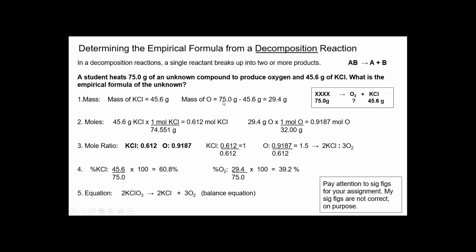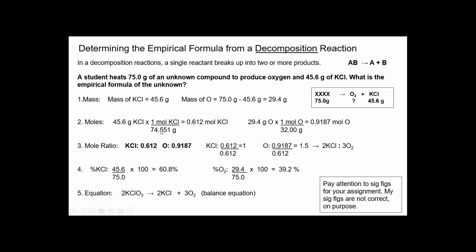So through simple subtraction, we can figure out what this is. We would deduct 75 grams minus the 45.6, and that's going to give us 29.4 grams of mass of oxygen. There should be a 2 here. That's a mistake. So here is 29.4. We now have all the information that we need in order to do this. We don't work in grams. We do to a certain point, and after that, everything needs to be changed to moles. So in the second step, change everything to moles.